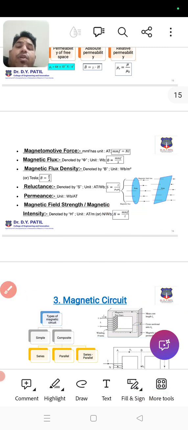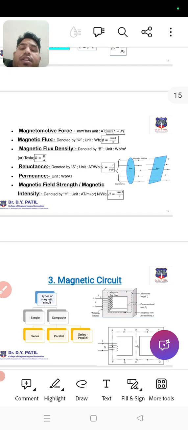So what is the flux density? It is the flux per unit area. The flux unit is Weber and area is in meters, so Weber per meter. Reluctance is the opposition to the flow of flux. We have covered that, and its unit is AT divided by Weber. Permeance is the ability to pass the flux. The unit is Weber per AT.